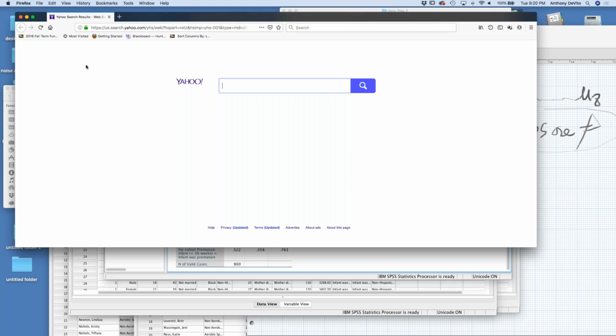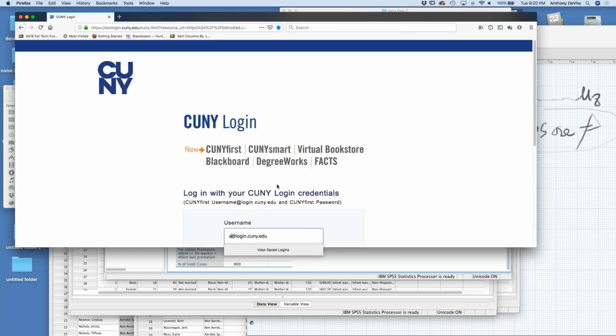But I want to go over this one problem in the homework, because definitely I got a couple of questions on it.